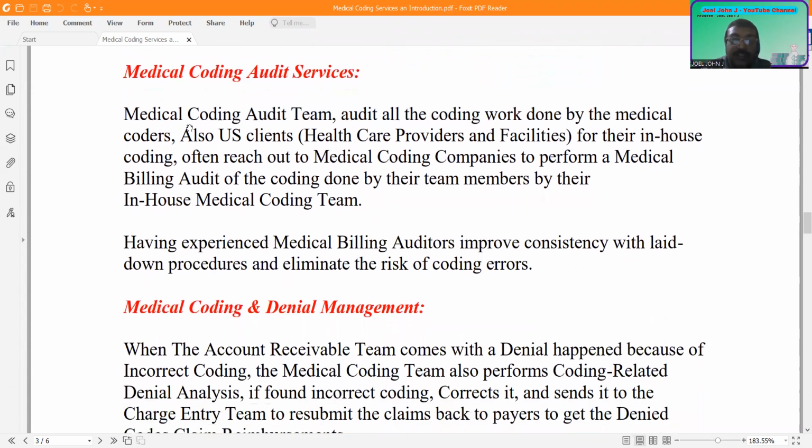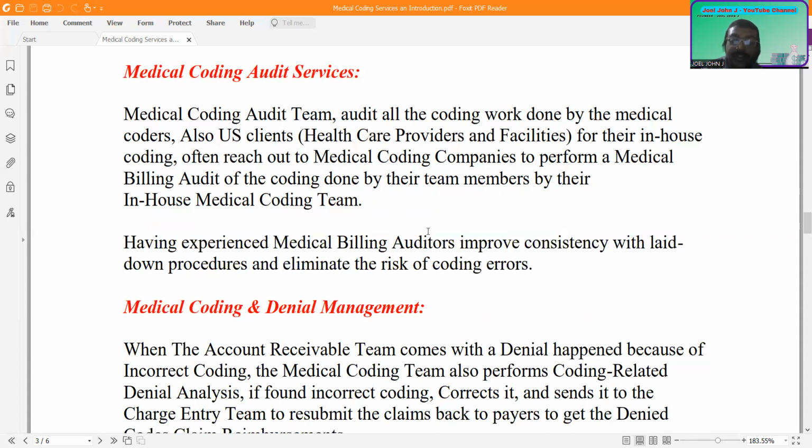Medical coding audit services. The medical coding audit team audits all the coding work done by the medical coders. Also, US clients, healthcare providers and facilities often reach out to medical coding companies to perform audits for their in-house coding. Often the offshore medical coding companies also request this, to perform the medical billing audit of the coding done by their team members in their in-house medical coding team.